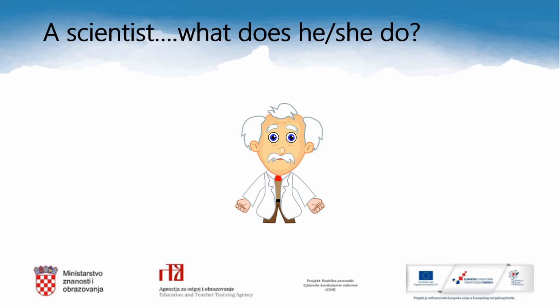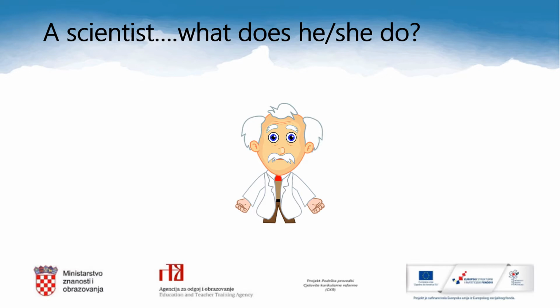I hope you understood the pun. It means that the whole world is made up of atoms. But today we are not going to talk about chemists or chemistry. We are going to talk about some other types of scientists a bit later. But first, what does a scientist do?